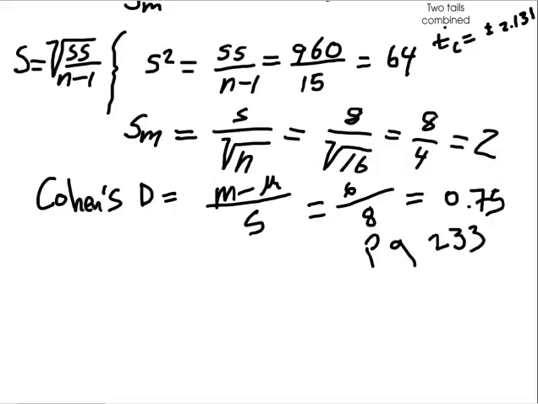Now if you look on page 233, you can see a table that identifies the significance of the Cohen's d values, and we can see on that table that 0.75 is a fairly large change. So I'll let you take a look at that.